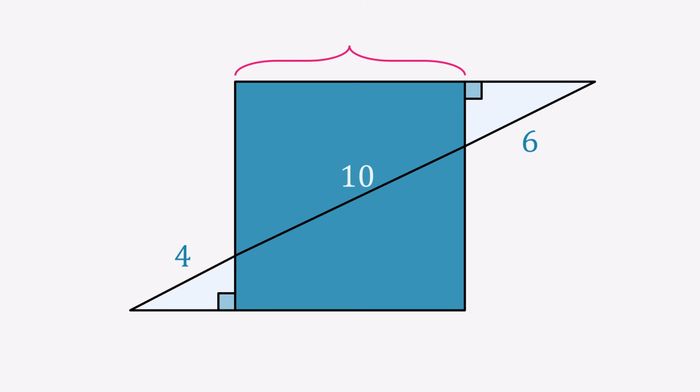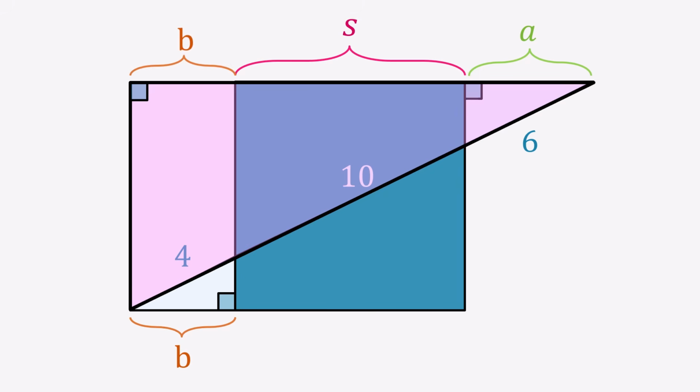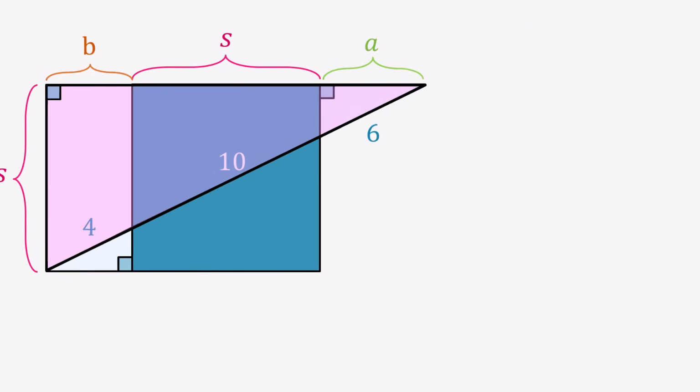Let's assume the side length of the square is S. Now pay attention to the parts outside the square. Let's call this horizontal distance on the left, B, and this horizontal distance on the right, A. I see a large triangle. Look, the length of the side in front of B is equal to B, because if you look closely, there's a rectangle with a width of B, and the base of the big triangle is equal to the length of the square's side S.